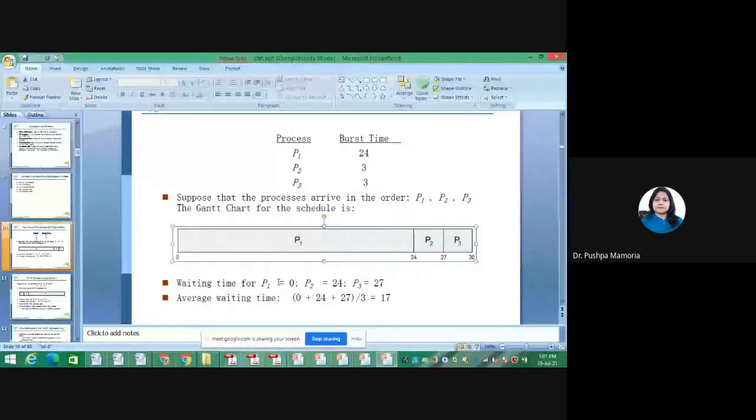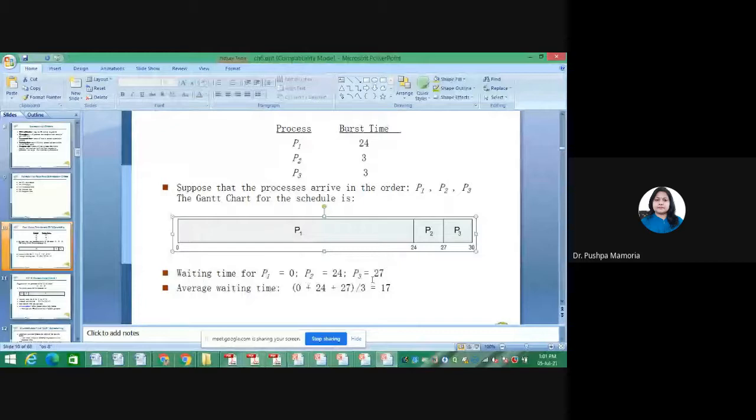Then the waiting time for P2 is 24 because up to 24 P2 was waiting, right? And the waiting time for P3 is 27 because from 27 P3 has started its execution. Clear? So these are the separate waiting times for all the processes. Then the average waiting time is 17. So for this snapshot, we are getting an average waiting time of 17 as per the first in, first out algorithm. This is clear to everyone?